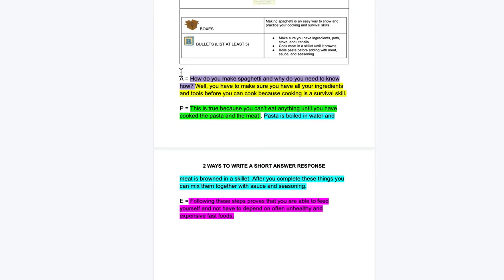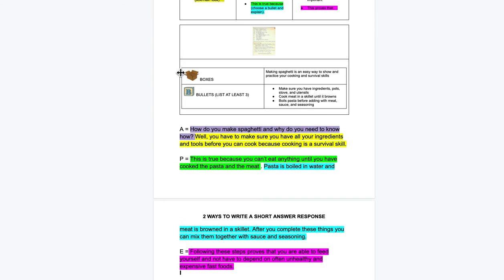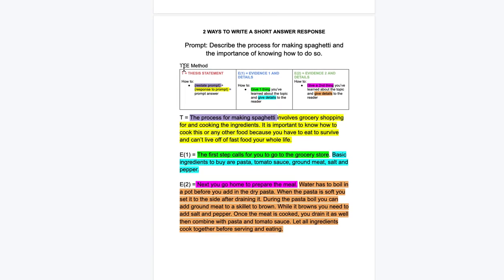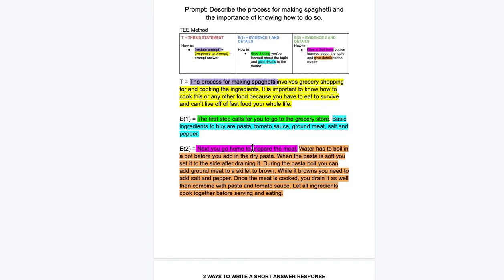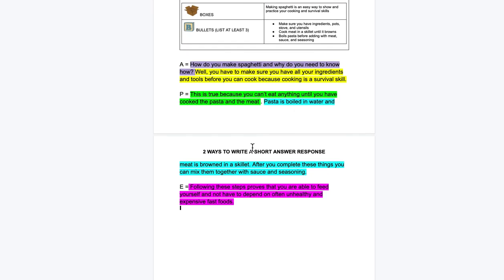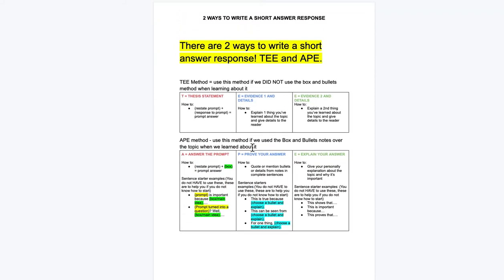It's useful to use the APE method if I did box and bullets when I was learning about it. If not, then you can use the T method, where I just provide my thesis and two pieces of evidence with details, okay? But the main thing you need to do when you are responding to short answer responses is to make sure that you do not repeat yourself when you're writing this and that you give enough details. You want to show your reader that you know what you are talking about, okay?